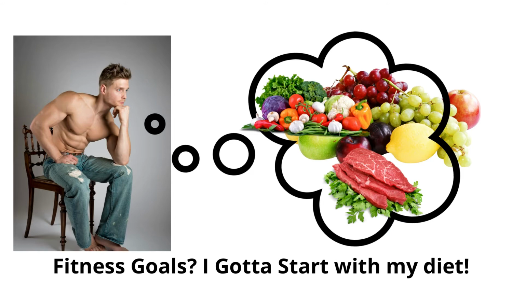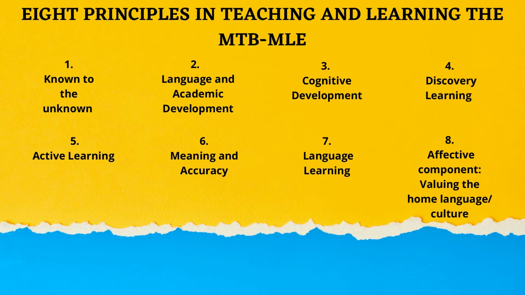For example, I am eating vegetables, fruits, and other healthy foods in addition to regular exercise because I believe this makes me achieve my fitness goals. This provides me well-balanced nutrients necessary for my fitness goal. Same with the MTB-MLE. There are underlying beliefs or principles on how and why it is taught in the primary years of education. We will get to examine these 8 principles in detail.